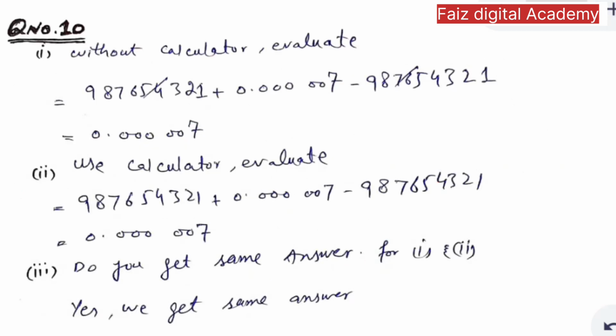In question number 10, they have given us different parts and ask us to calculate without the help of the calculator, and then use the calculator and then to compare these two answers. So I have solved it. It is very easy and straightforward. The plus value is cancelled with the second negative, and the answer is given as I have written. And similarly, when we solve it with the help of calculator, again we get the same answer. So the same answer is drawn as we solve by ourselves or with the help of calculator.